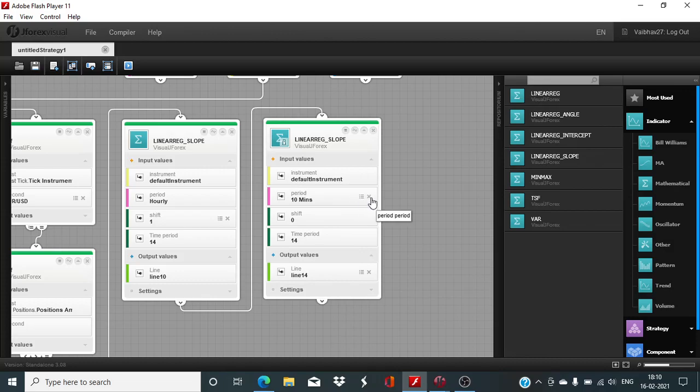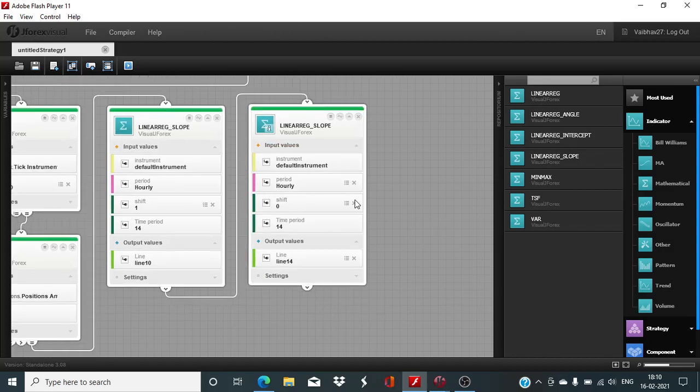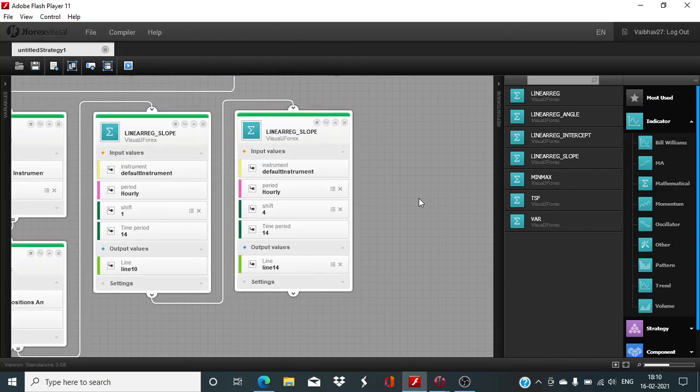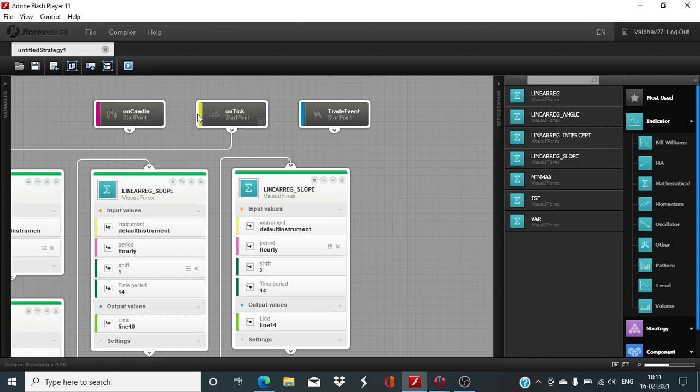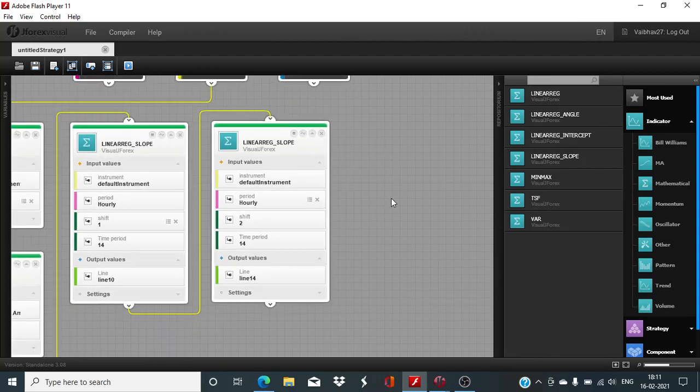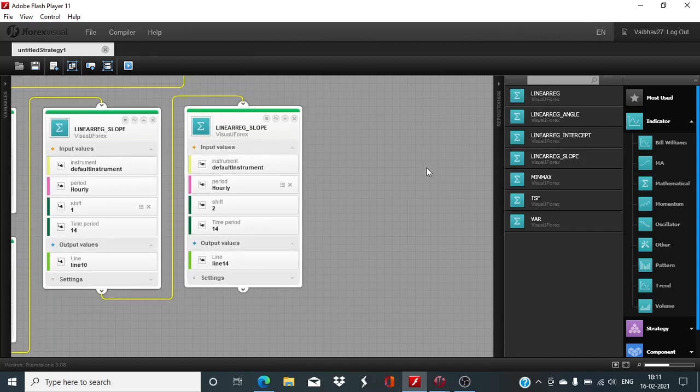Here also input values need to be changed to hourly first. Shift is 4. No, not for this. For hourly we will need the shift to be further. For this the shift value of 2 is all fine. Output, and I will color code this so that we can instantly know if there is any interruption in the flow.